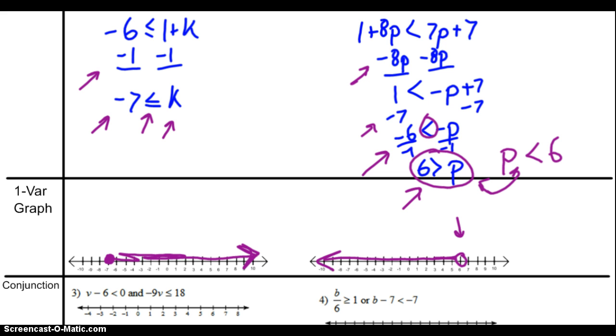So if you want a little reminder, you're going to draw a closed circle if you're dealing with any sort of equal to, and an open circle, okay, if you're dealing with any sort of just less than or greater than without the equal to.